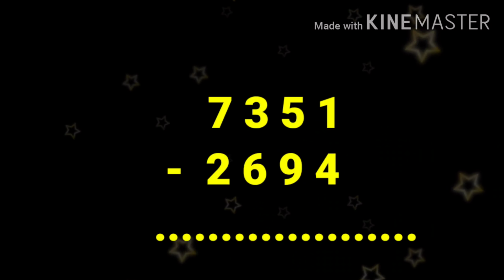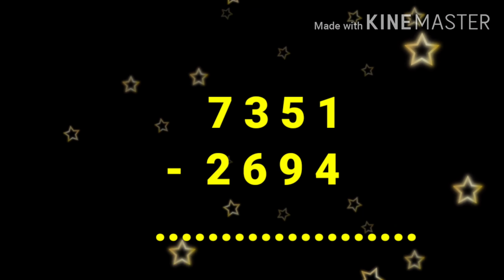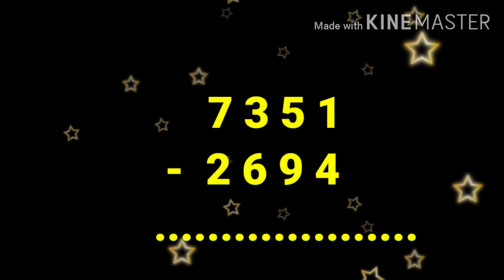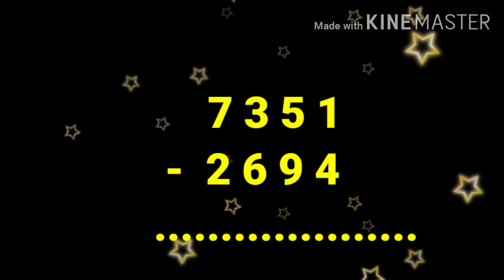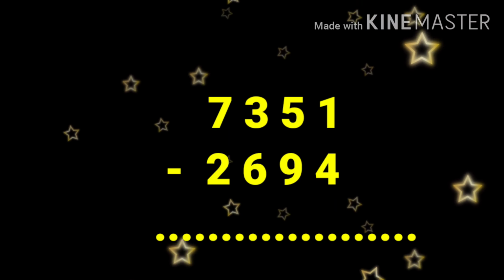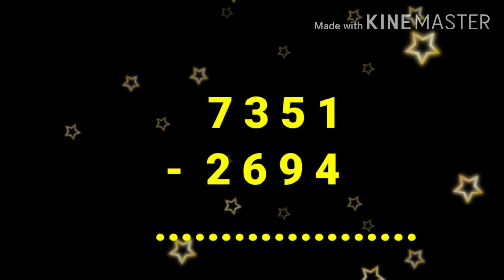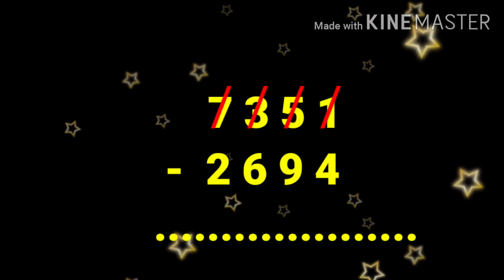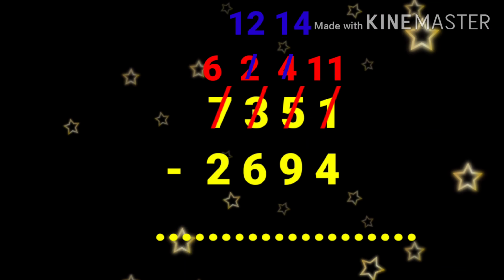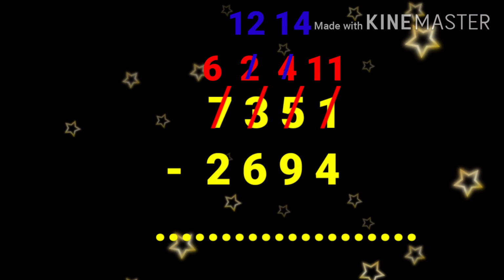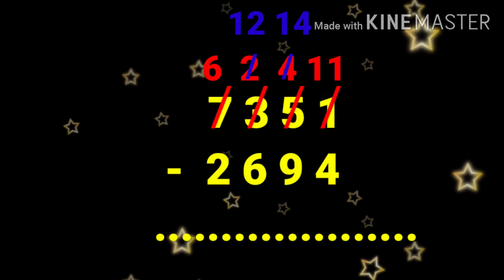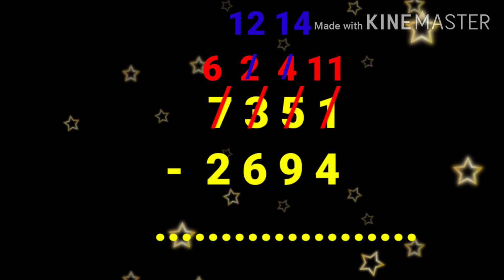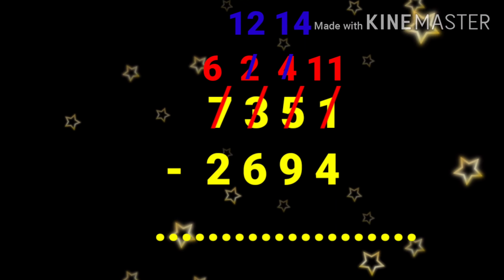Now take one more example. Subtract 2,694 from 7,351. Very first we have to check whether the pairs are match or not match. So let's see the ones place 1 and 4. This is not match. So 1 will take borrow from 5 and 5 will become 4 and 1 will become 11. Now 11 and 4 is match.